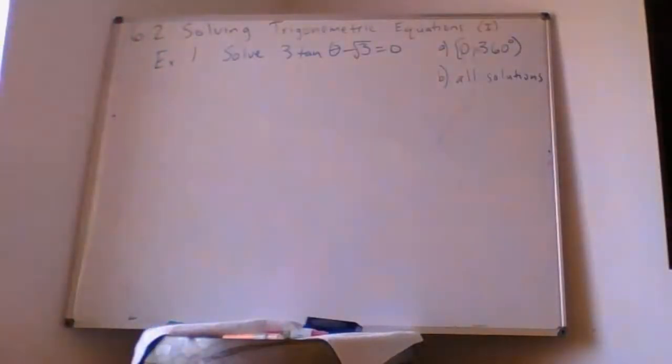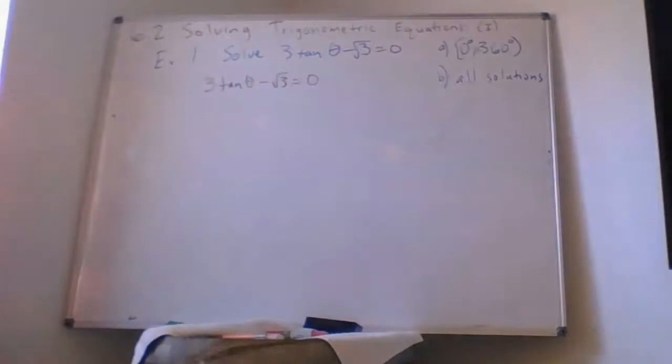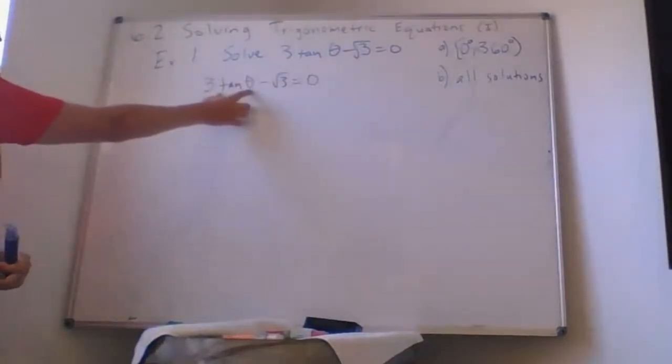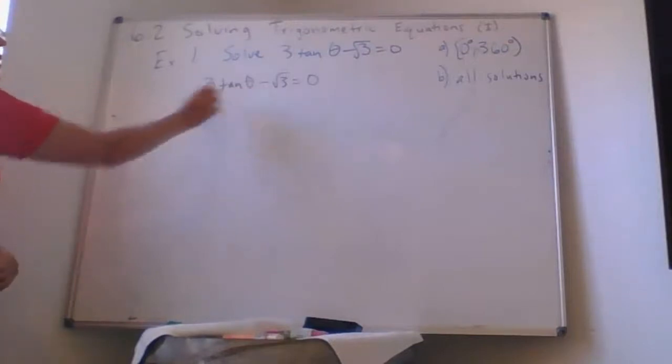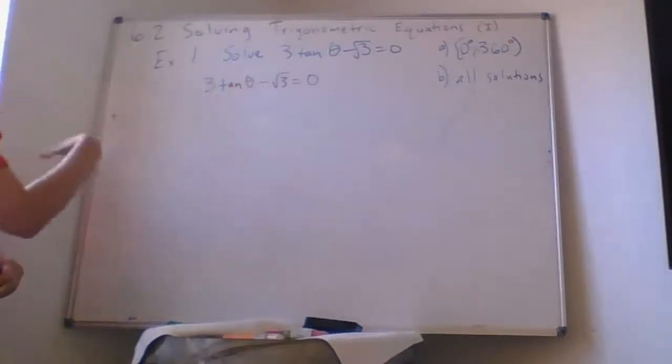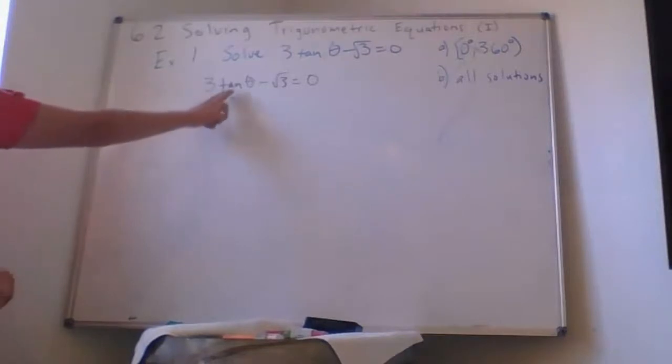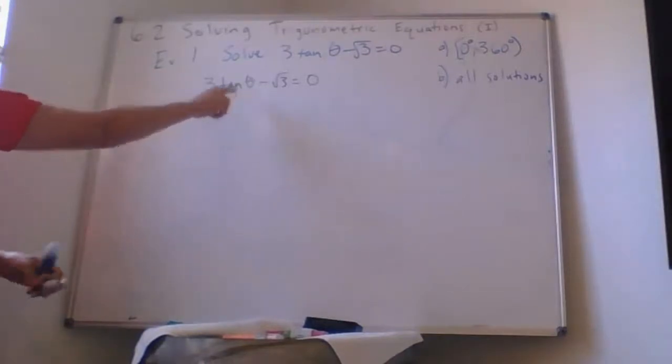Example 1. Solve 3 tangent theta minus rad 3 equals 0, A over the interval 0 to 360 degrees, and B for all solutions. Looking at this equation, we notice that tangent of theta is only in the first degree. There's no tangent squared, and there's no tangent times some other trig function. So this is linear in form, so we need to isolate the tangent of theta.